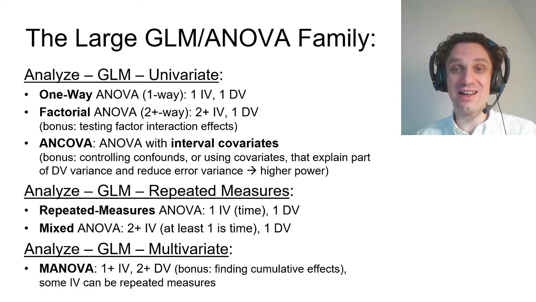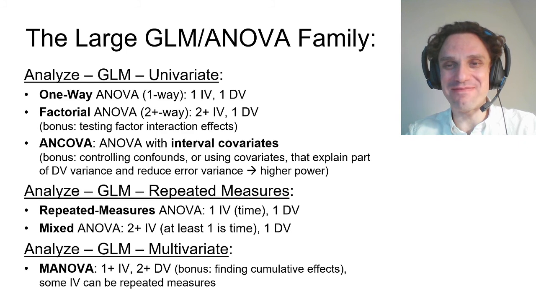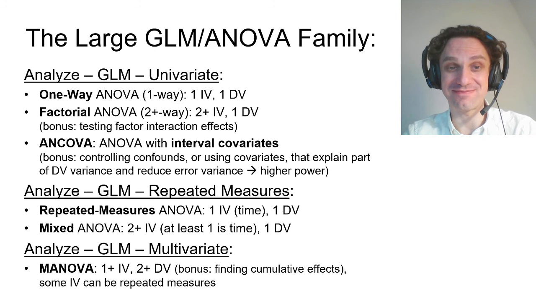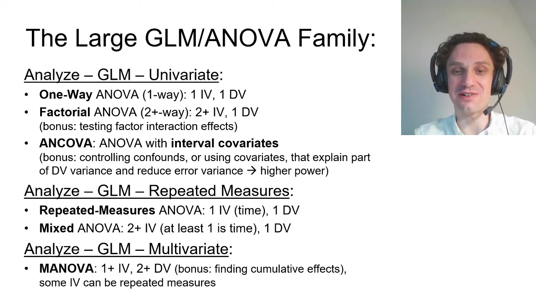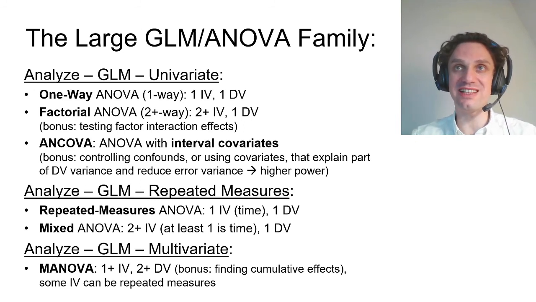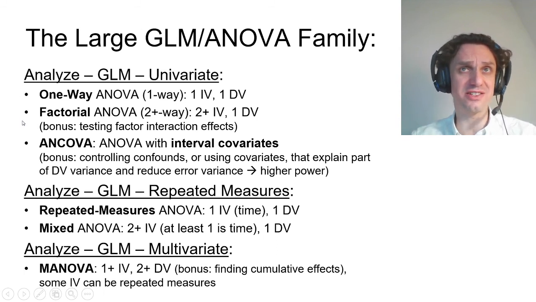So I hope you have got an idea of how we can use analysis of covariance. So it's another type of model. Of course, in the large general linear model and ANOVA family, there are many different types of models. Some of them we have explored in more detail, univariate models, mainly one-way ANOVA, factorial ANOVA, and ANCOVA. You are probably going to need at least one-way ANOVA at some point.